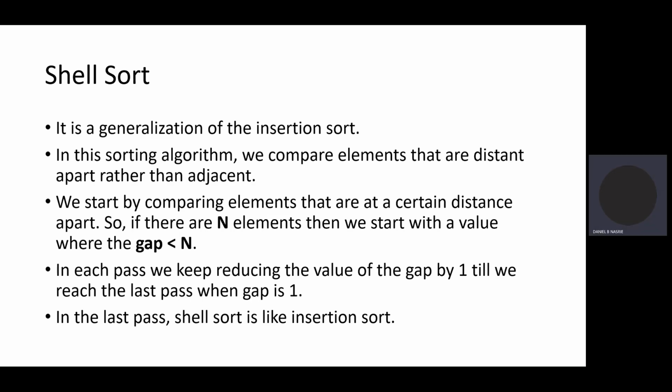What is the shell sort? It is a generalization of the insertion sort. In this sorting algorithm, we compare elements that are distant rather than adjacent. We start by comparing elements that are at a certain distance apart. So if there are n elements, then we start with a value where the gap is less than n. In each pass, we keep reducing the value of the gap till we reach the last pass when the gap is 1. In the last pass, shell sort is like insertion sort.